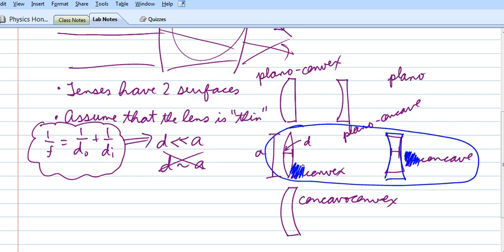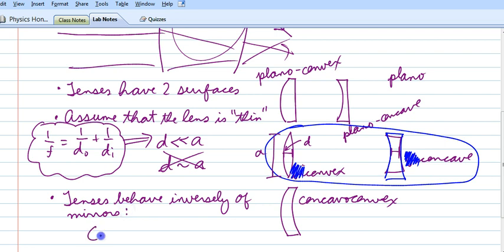Now, the other thing that you should know about lenses is that lenses behave inversely of mirrors. I don't know if that's phrased exactly correctly, but what I mean by this is that a convex lens works the same way mathematically as a concave mirror.